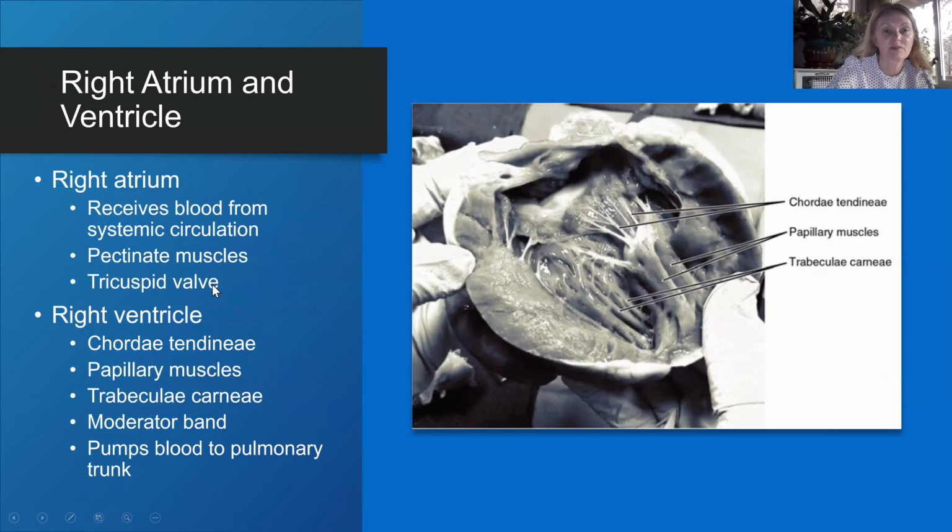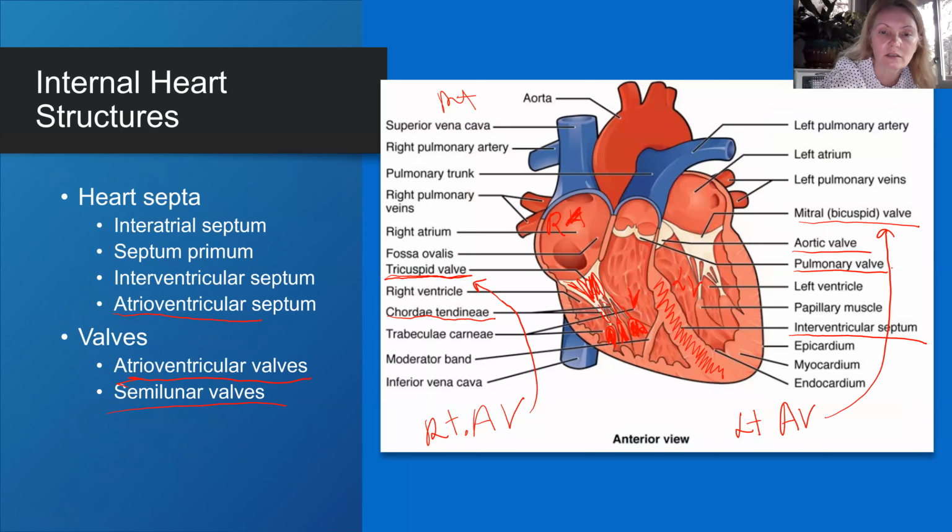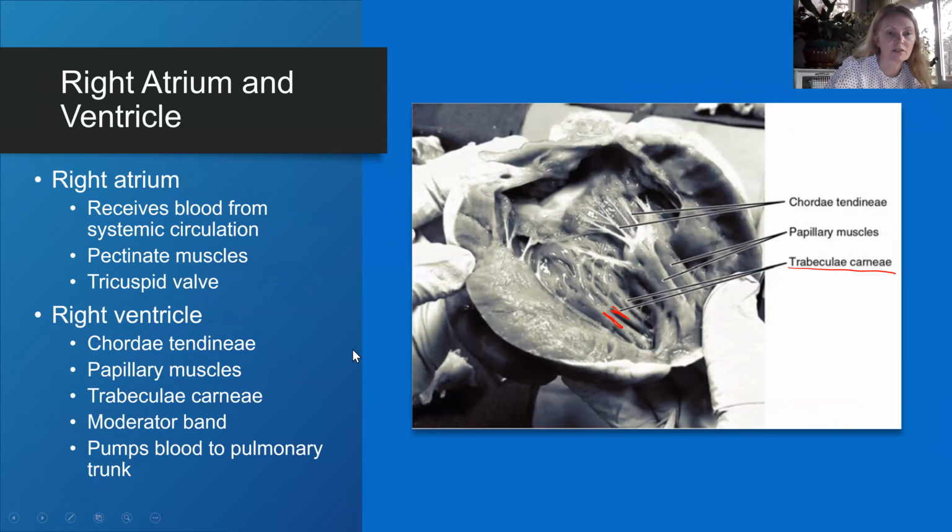It has a tricuspid valve. It does have pectinate muscles. Right ventricle also has, so right atrium. Right ventricle has this chordae tendineae that we just mentioned, papillary muscles, we talked about it. This muscle over here, the muscle of the walls, are called trabeculae carneae. There is a moderator band, not in a human heart, but it's shown over here, moderator band. So if we dissect sheep hearts, then we will see this moderator band, not in the human heart.